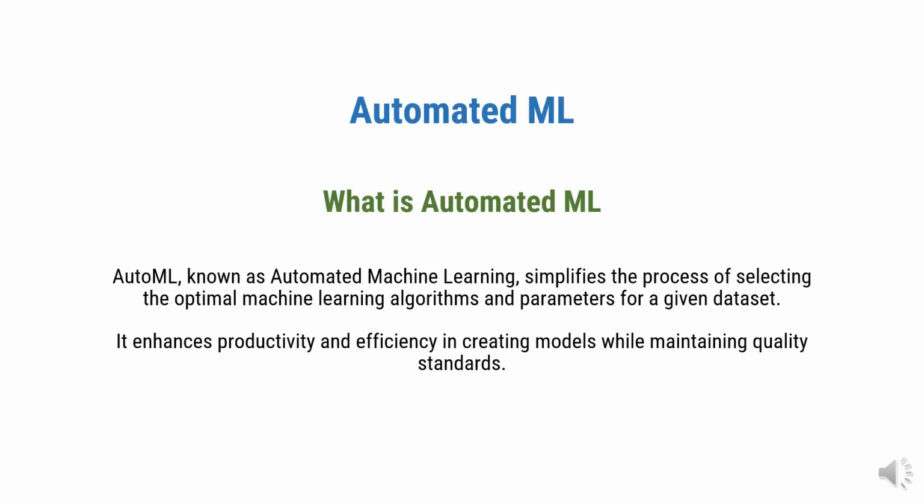Automated machine learning. What is automated ML? AutoML, known as automated machine learning, simplifies the process of selecting the optimal machine learning algorithms and parameters for a given dataset. It enhances productivity and efficiency in creating models while maintaining quality standards.